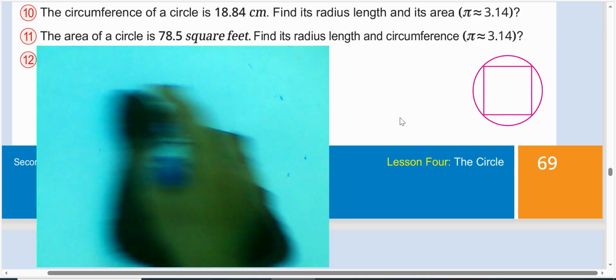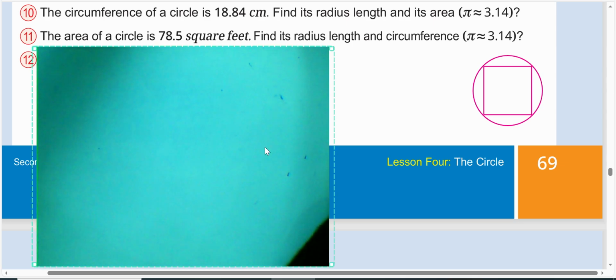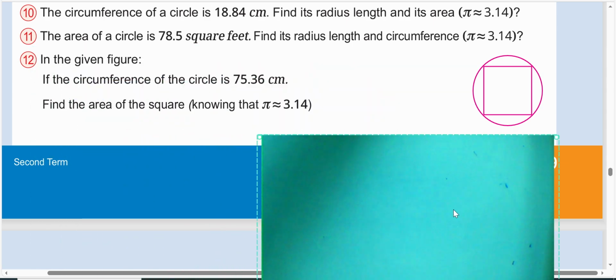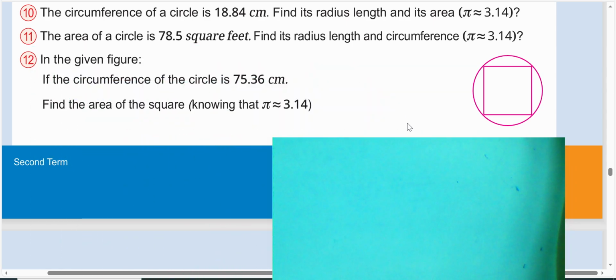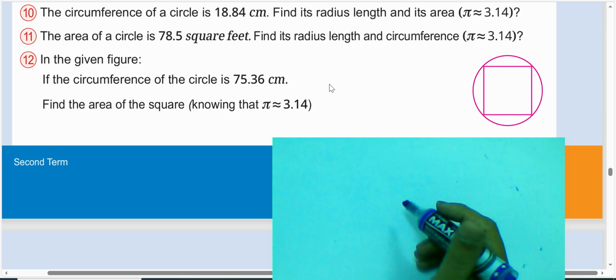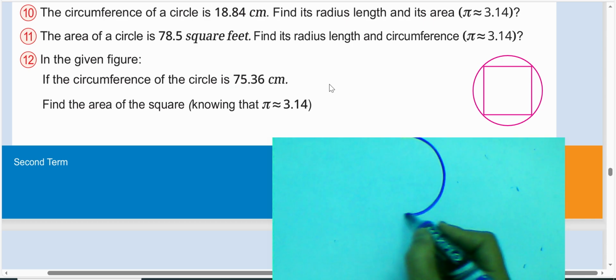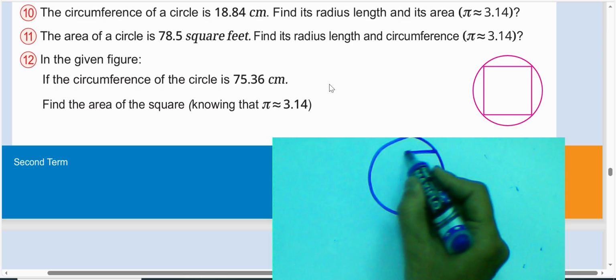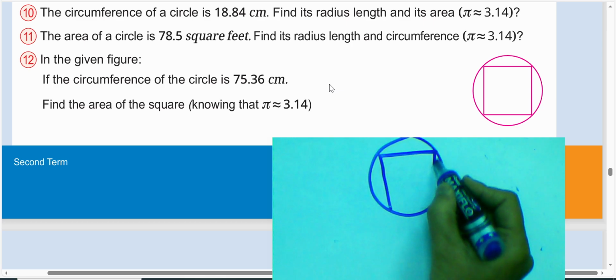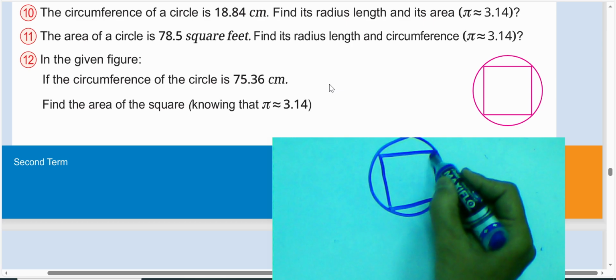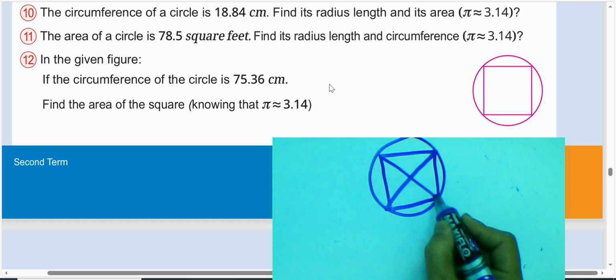Next question. Look at here. In the given figure, the circumference of the circle is 75.36. We have a circle and inside it a square. Look at here, we can draw it like this.